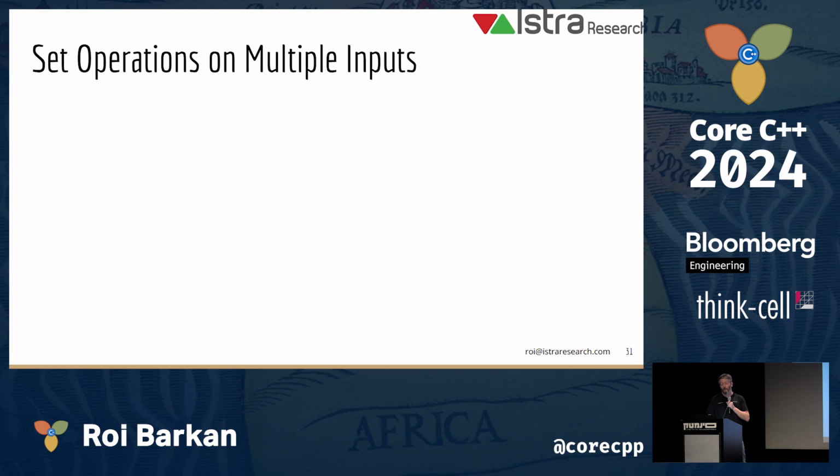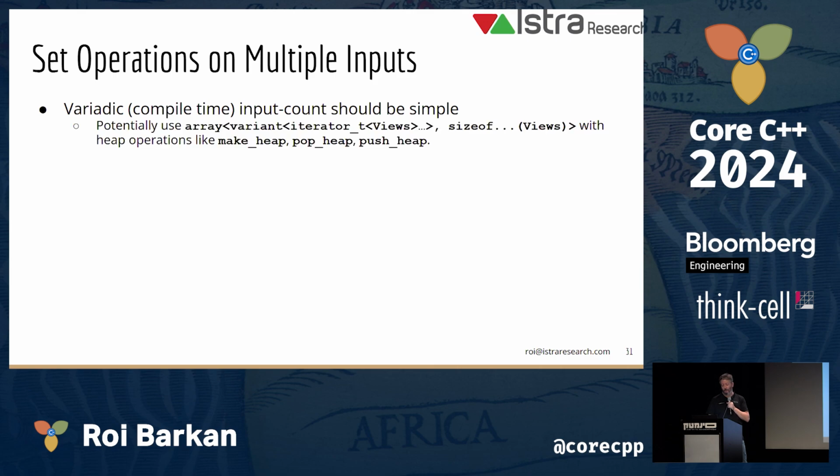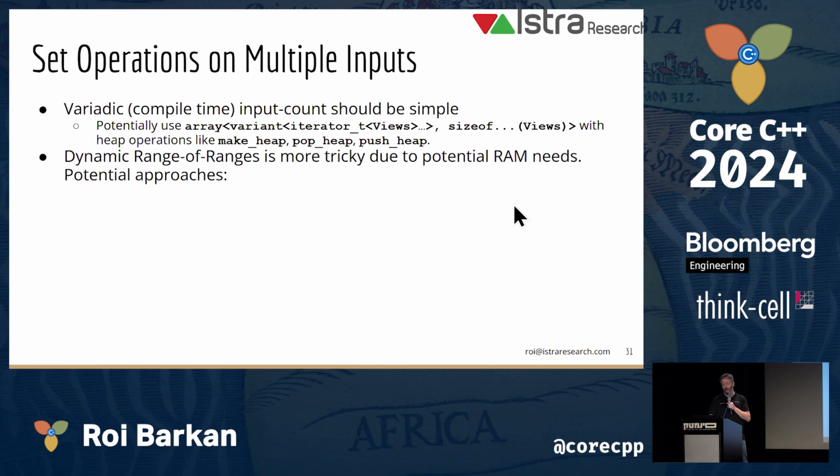And again, if I have more than two inputs, then I need some way to create this heap, and I need some memory for it. So if my number of inputs is known at compile time, it is like variadic functions, I can use an array of variants to keep that information. If it's dynamic, I need some other way to hold the information.